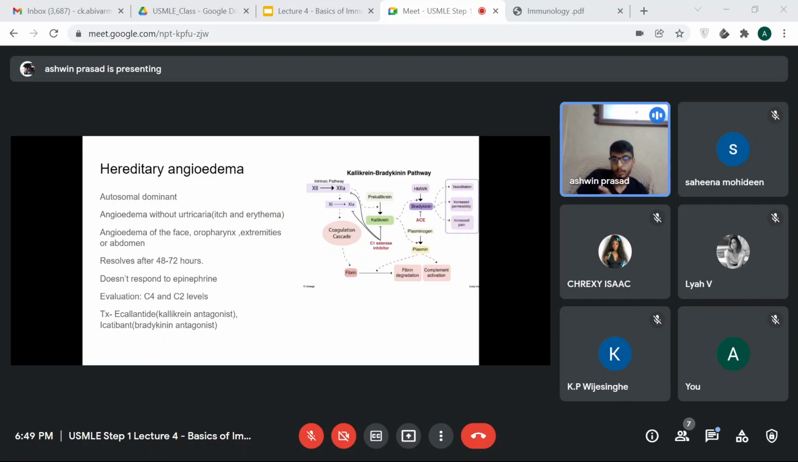And this process can take place anywhere. It can take place in your face, your mouth, or your extremities, and even your stomach. And if it takes place inside your intestines, it can cause diarrhea and other problems.